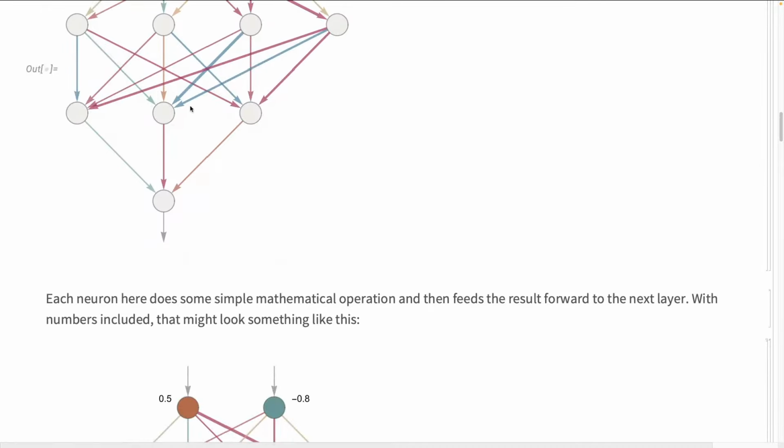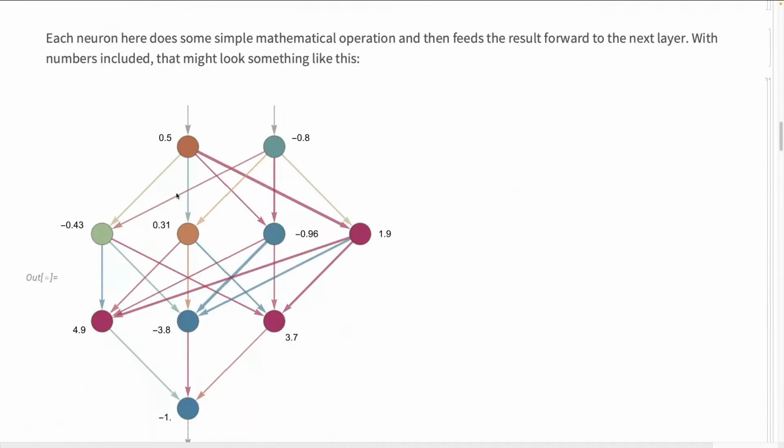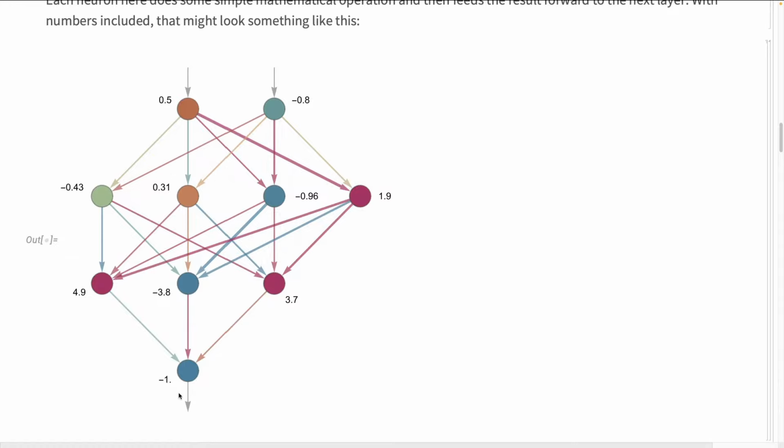Here, the thickness and color of the lines just represents the different connection strengths. So with the numbers included, we can think of it as: we come in here, we have some signals, those signals get propagated throughout the network, and then somehow, at the end, we end up with, say, -1. We could have also ended up with 1 or with 0, depending on the inputs. But for these inputs, we should get -1.